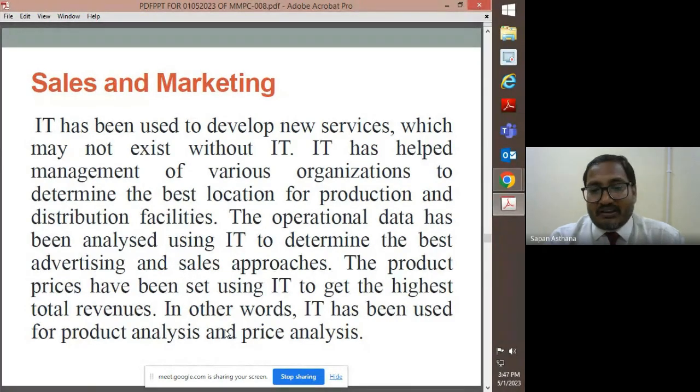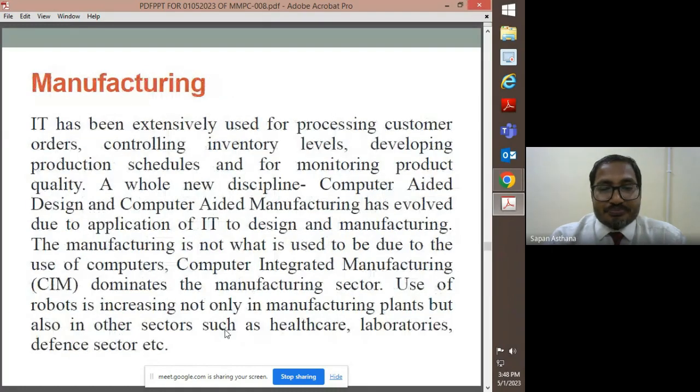Your sales and marketing will enhance. Means sales quantity enhance, marketing output comes better. When we use IT, the product services have been set using IT to get the highest total revenues. In other words, we can say the information technology has been used for product analysis and price analysis.